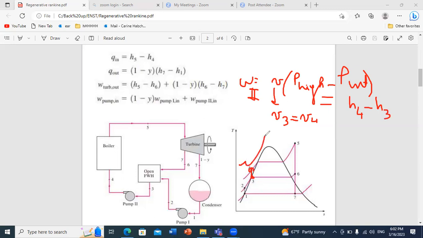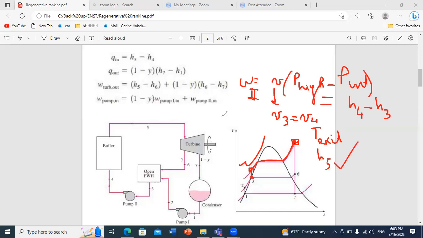Now what is happening? We are entering the boiler, and you know that in the boiler you have heating at constant pressure. So at the exit of the boiler we will have a superheated state. To determine this point, they should give me certain information, for example the exit temperature. If I know T exit and I know the pressure, I can go to the superheated tables to get the enthalpy at point 5. So I determine the value of h5.